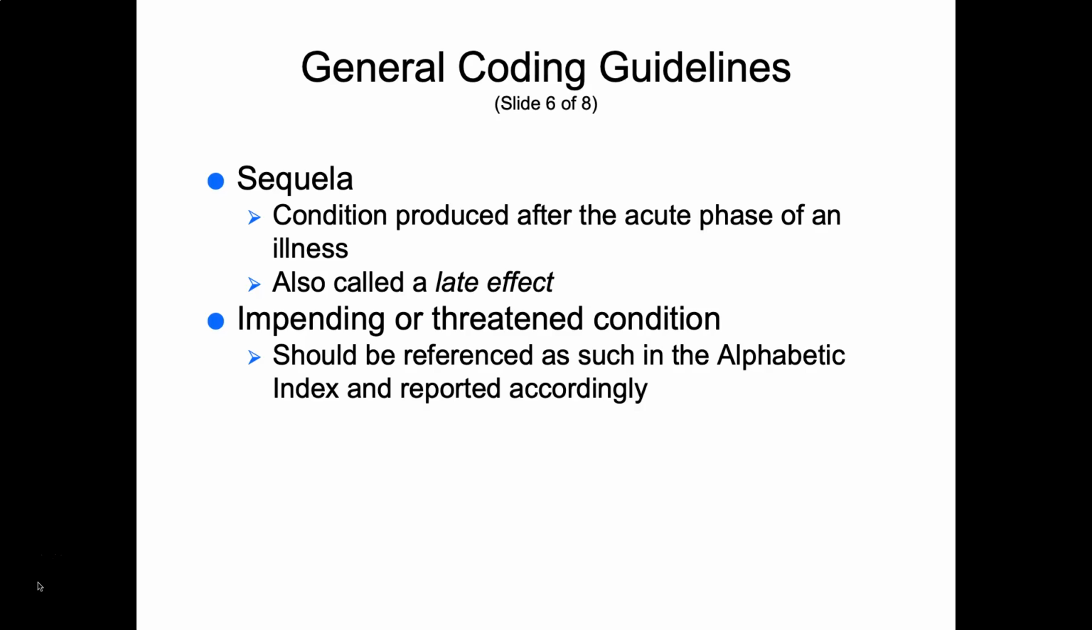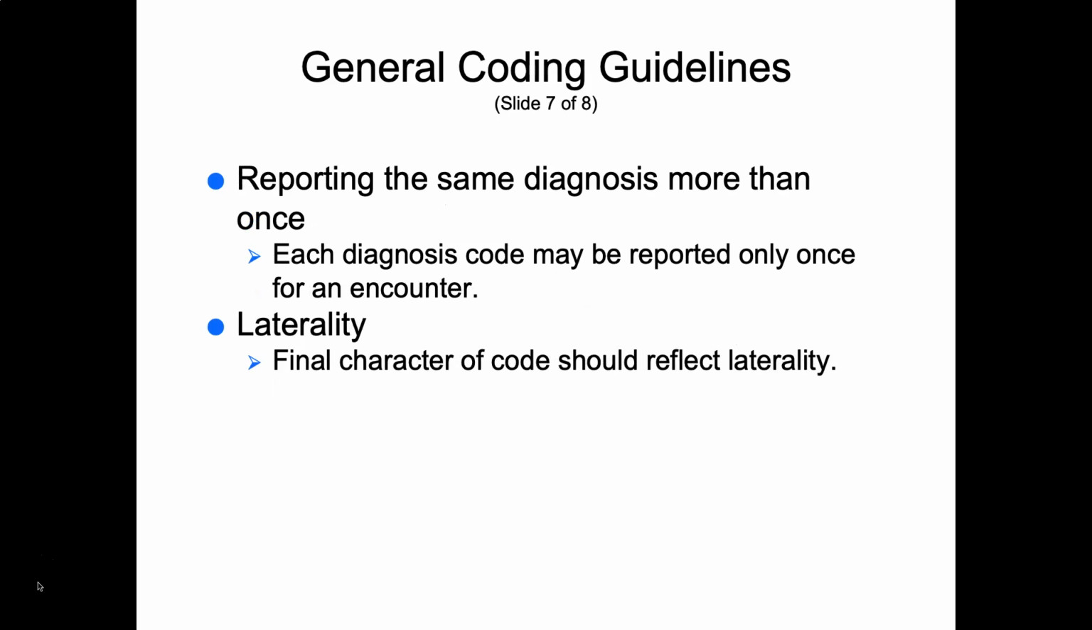Impending or threatened condition, this depends on what the book directs you to do. An example might be an impending heart attack or threatened miscarriage, those types of things. There's ways to code those. You should only use the same diagnosis code once. You can use procedure codes multiple times, but your diagnosis code should only be used once. And if you're talking about laterality, then your code really needs to reflect that.